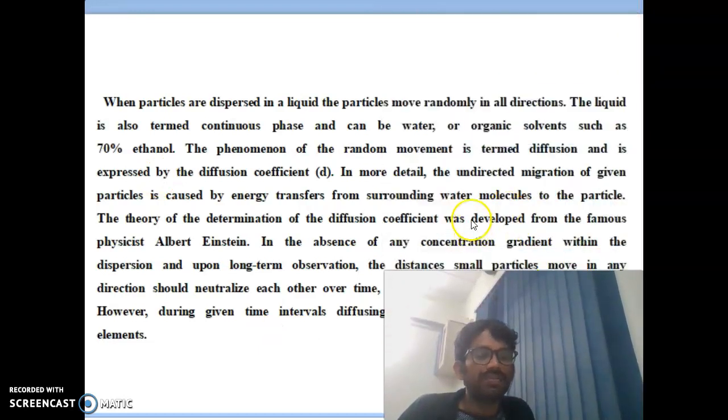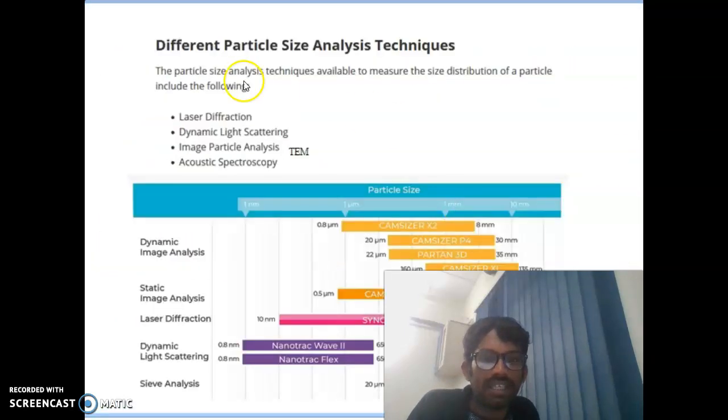So this is the main theme of nanoparticle tracking analysis. You can find the diffusion coefficient methodology, how these solvents and organic molecules and water molecules behave, and the density and the functional theories, how this will be worked out. And especially you can see the different particle size analysis techniques. Nowadays there are mainly four particle size analysis techniques available to measure the size distribution of particles, including the following: laser diffraction, dynamic light scattering, image particle analysis.